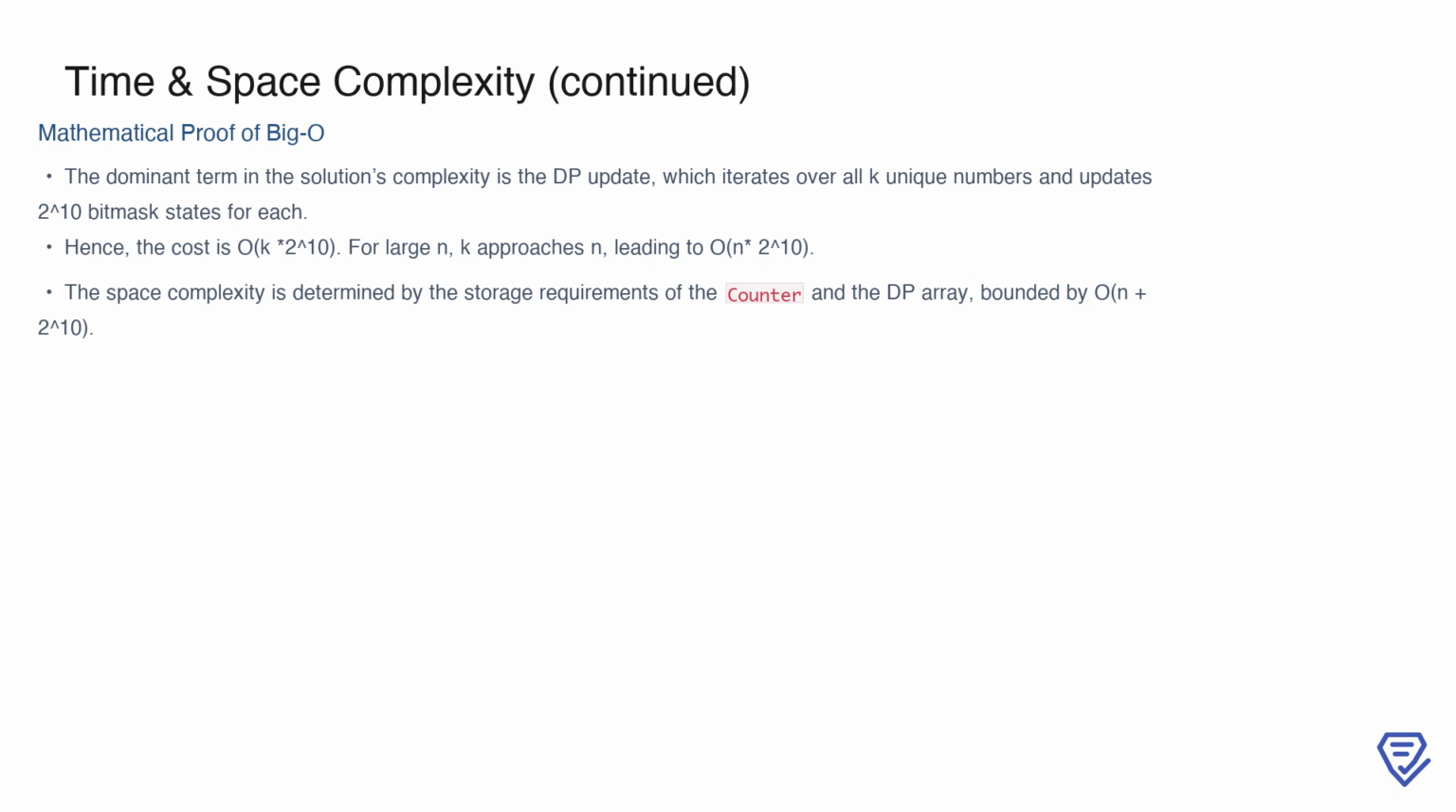The space complexity is determined by the counter object and the DP array. Together, these require k and 2 to the power of 10 space, respectively, resulting in a total space complexity of n plus 2 to the power of 10. These calculations validate the efficiency of the solution and demonstrate its scalability, even for larger inputs.